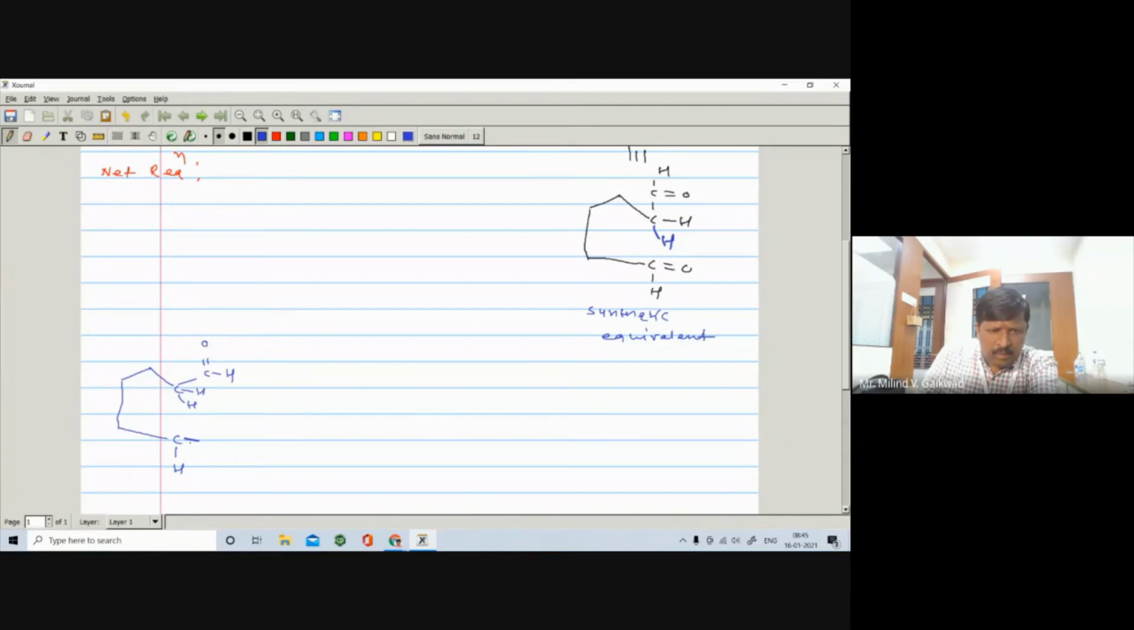C double bond O. First step is the formation of a carbanion. So the reaction takes place in the presence of alkali. You can take alkali, NaOH or KOH. It has the ability to form the carbanion. So this carbon is acidic in nature. So this sigma bond opens on this carbon. There's a formation of C negative, and we get the corresponding carbanion.